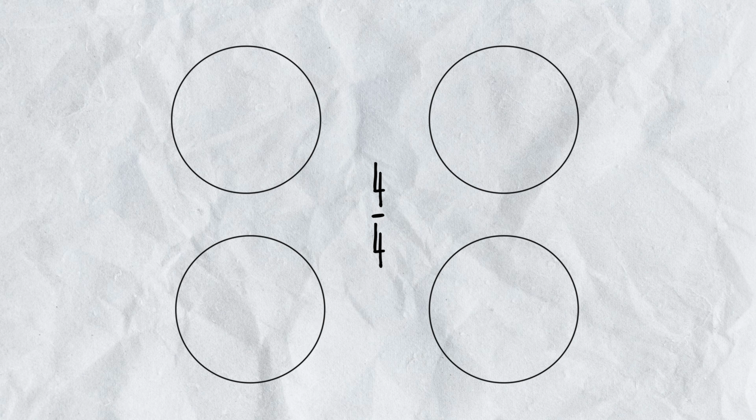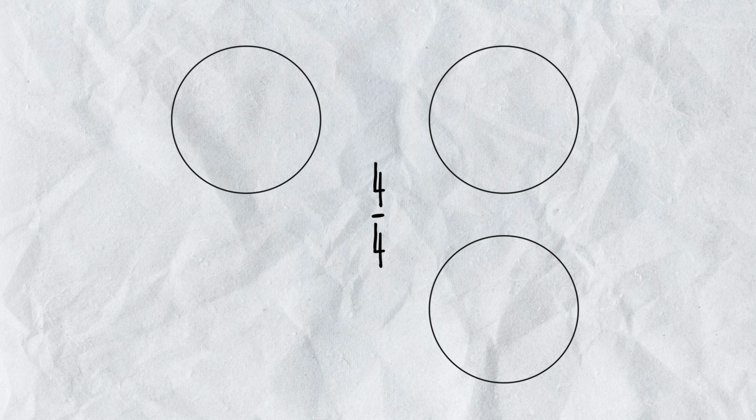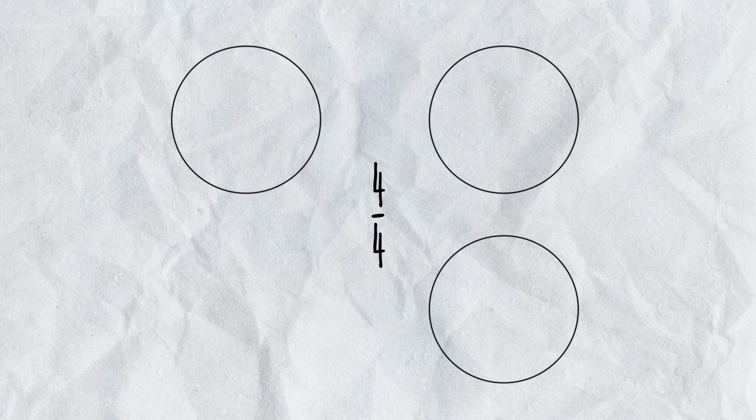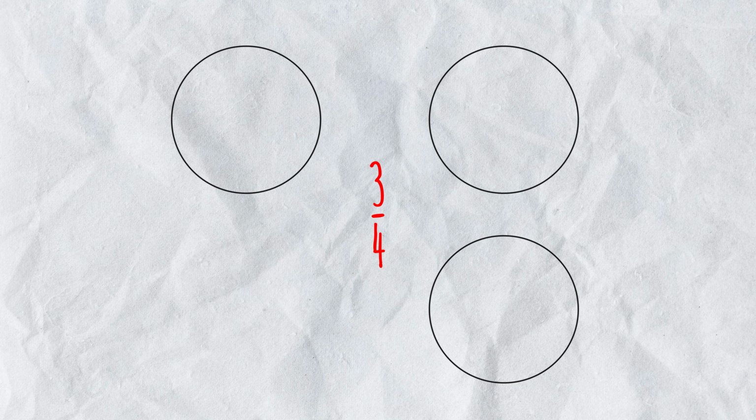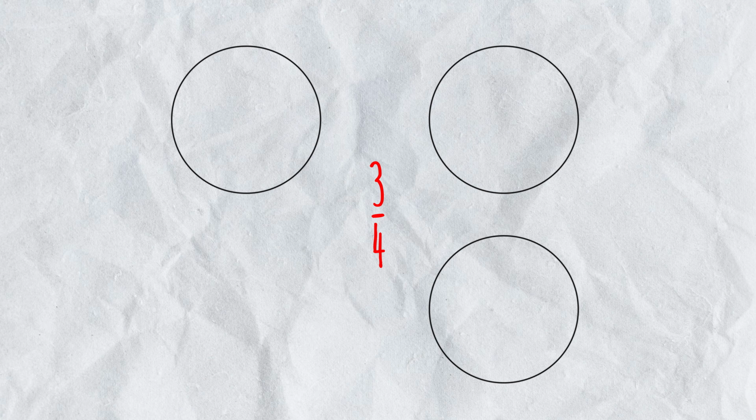So now I'm going to remove one of the circles, and we only have 3 left. And that means that there's only 3 out of the 4 circles remaining. So what we do is we change the top number from 4 to 3, but we keep the 4 the same, so it represents 3 out of 4, or 3/4.